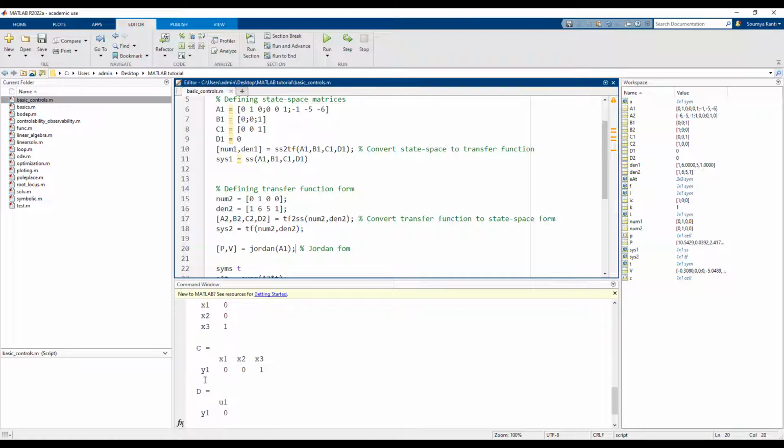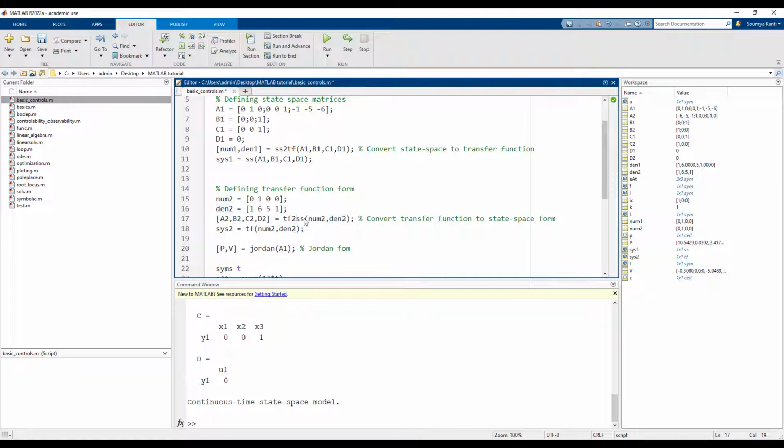This is B, this is C and D, and it has determined, okay, this is a continuous time state space model. So this was given a state space model. But if you are given a transfer function, you can do it this way. So 0 1 0. I'm taking actually the same result from here. This is the denominator, and you tell them what is the numerator and denominator.